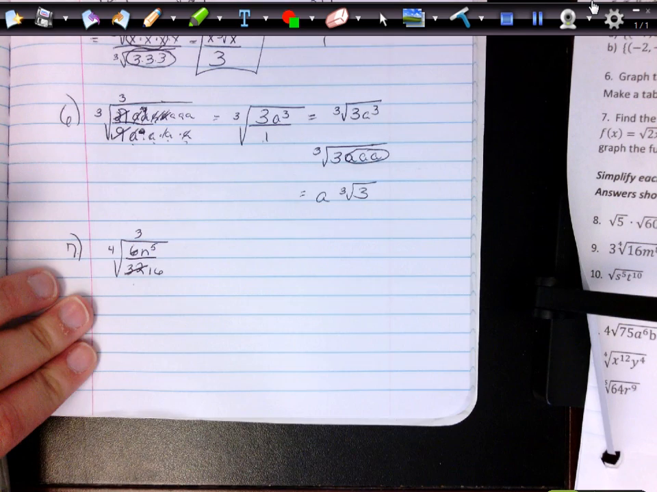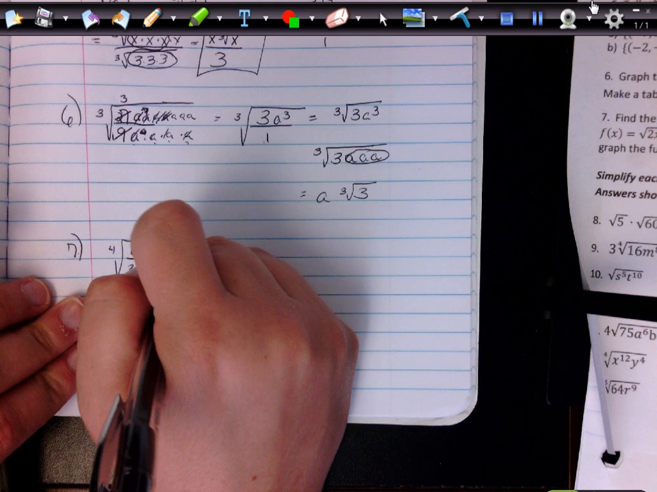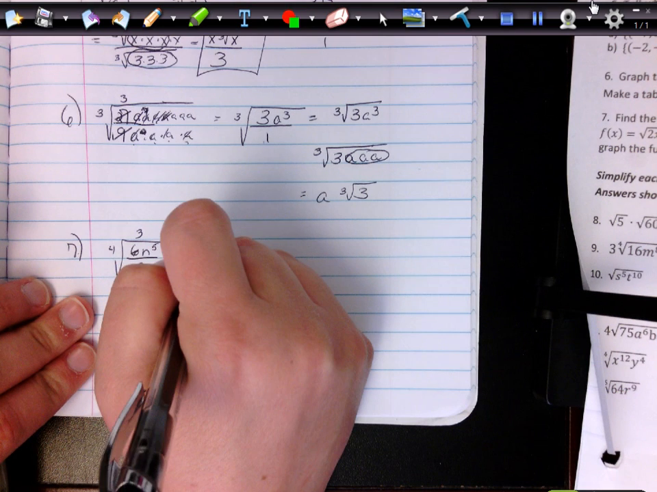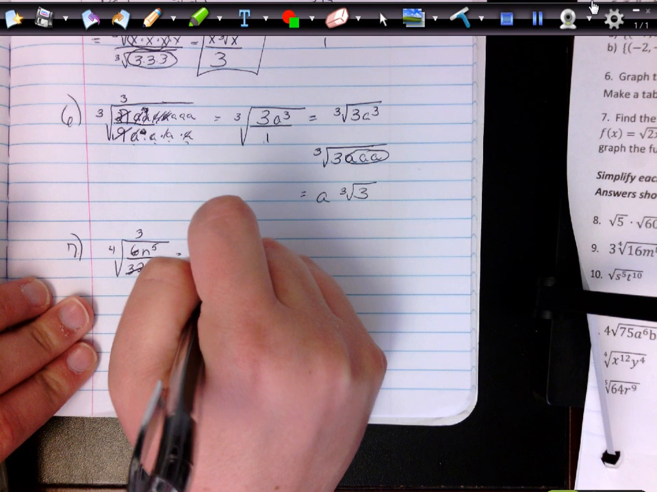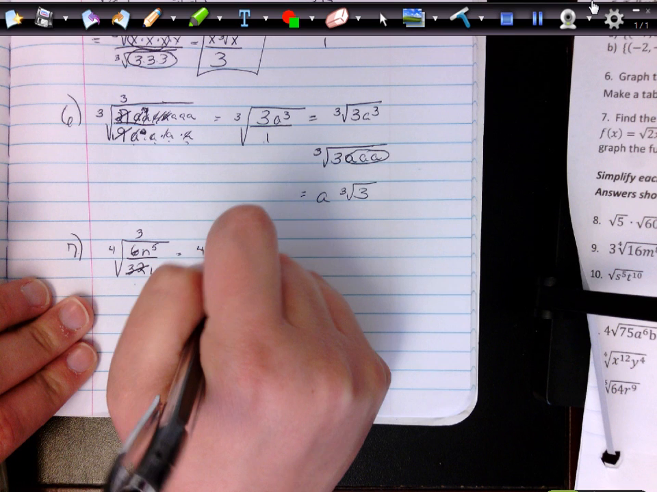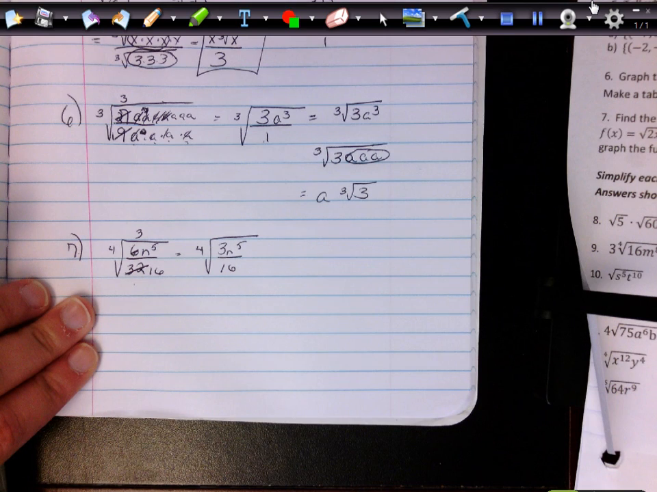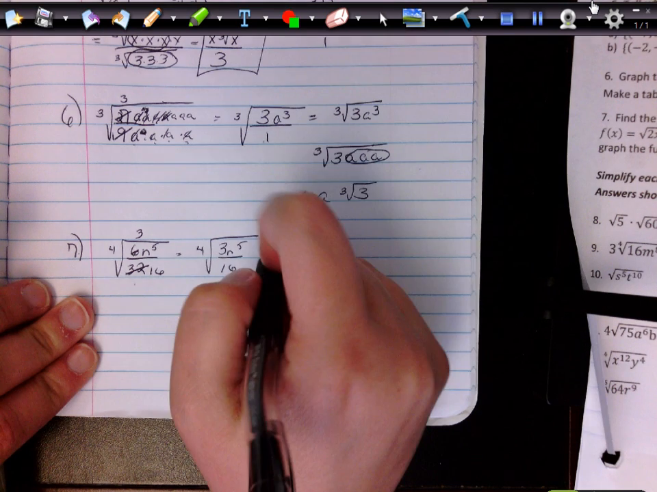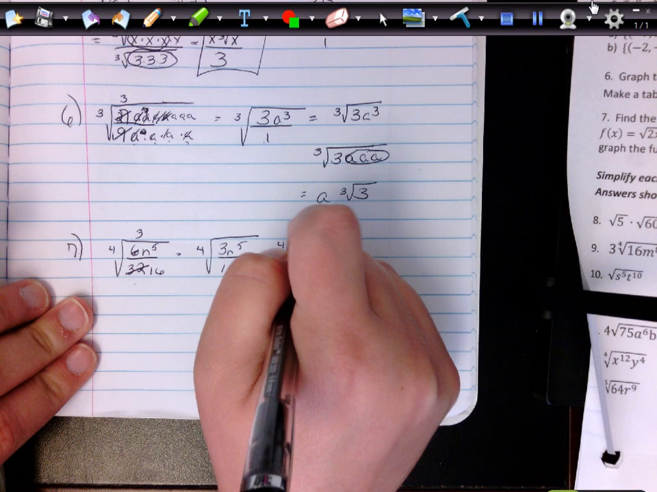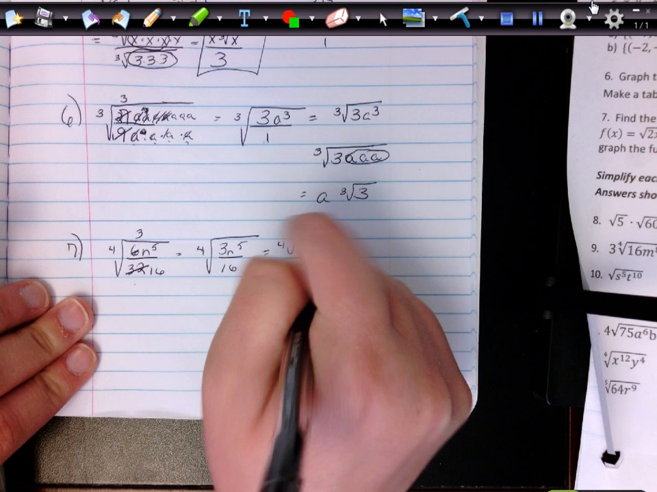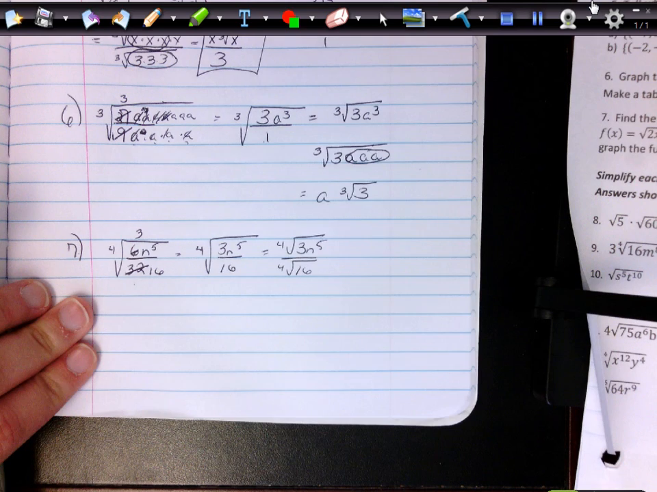Now I can't do anything with the n's because there's none on the bottom, so I'm going to say 4th root of 3n to the 5th over 16. Now since I can't reduce anymore, I'm going to go ahead and split this up and say the 4th root of 3n to the 5th over the 4th root of 16.